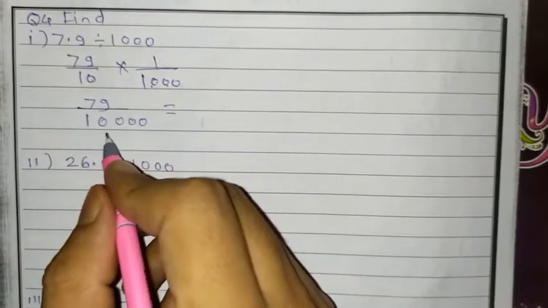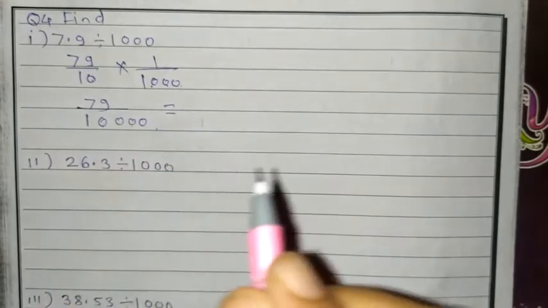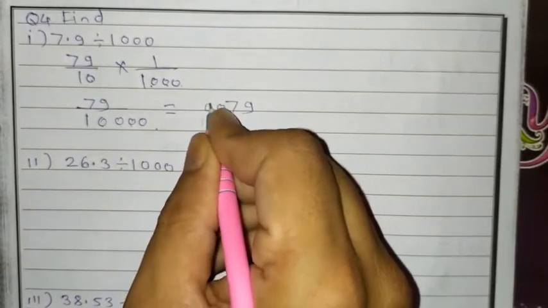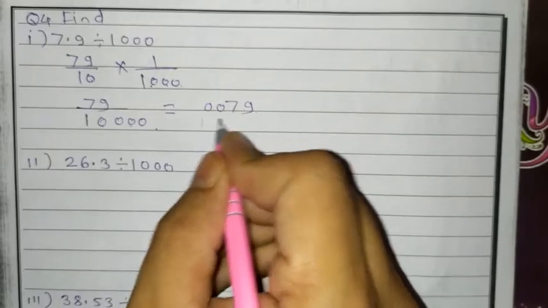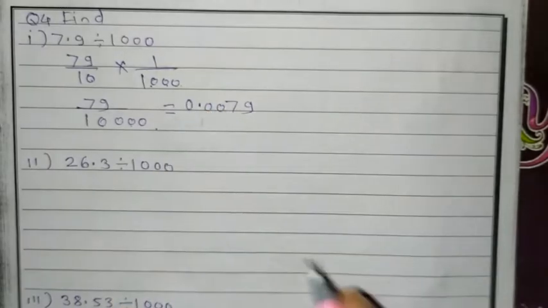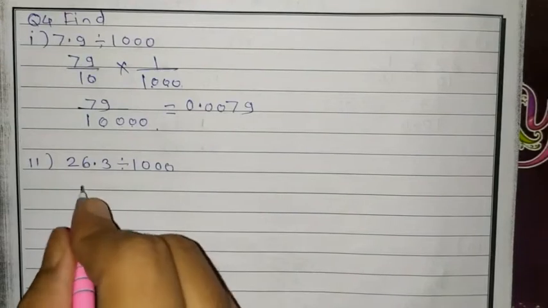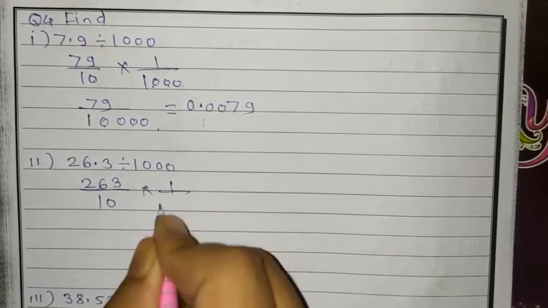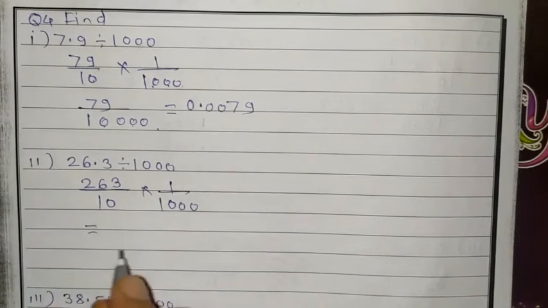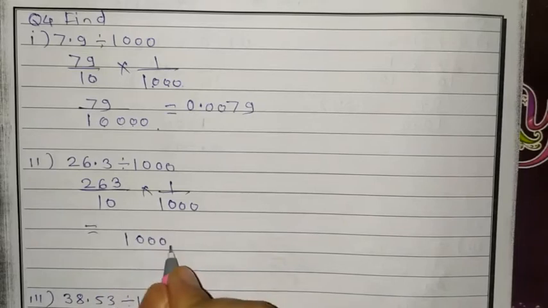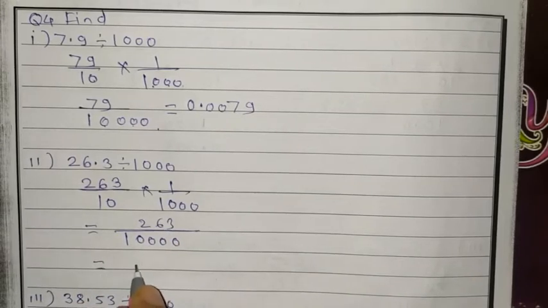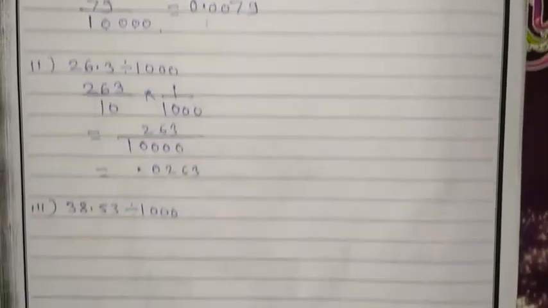And then it means after the point how many numbers? 1 2 3 4. 4 numbers will be there. So write 79 as it is, insert 2 zeros for getting a total of 4 digits. So the answer is 0.0079. Next one, write the number without the decimal point upon 10 into 1 upon 1000. So it means after 1 total 4 zeros. So it means our answer is 0.0263 because after the point we need total 4 digits.